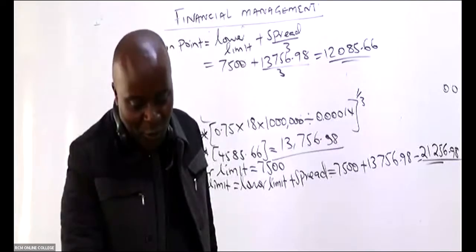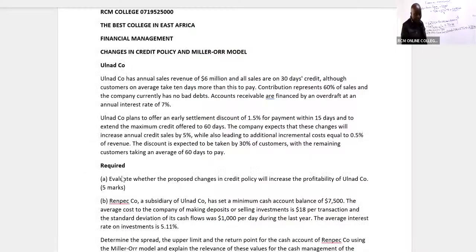This race is not for the faint-hearted. So now we go to part 1, where they want us to evaluate whether the proposed changes in credit policy will increase the profitability of ULNAD. Very easy. I'll be able to get all the marks even without knowing what I'm doing.